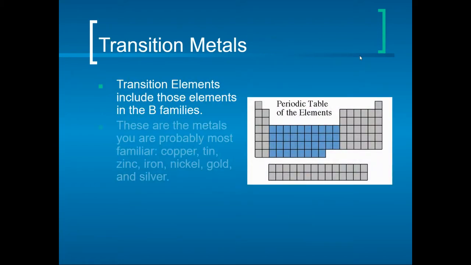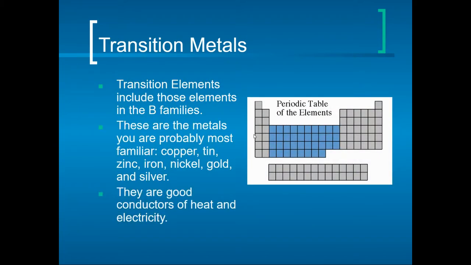All right, then we go into this big block here in the middle of the periodic table, which is going to be known as the transition metals or the transition elements. So the transition elements include the elements in the B family. These are the metals that you're probably most familiar with, like copper, tin, zinc, iron, nickel, gold, and silver. They are good conductors of heat and electricity, and these elements are typically unreactive. They'll react, but they're not very eager to react.